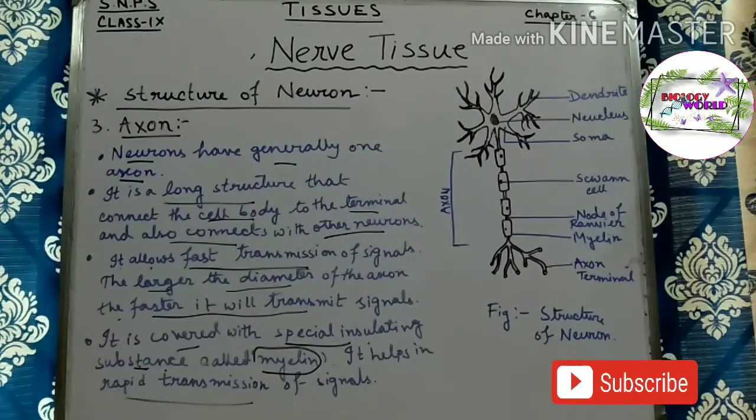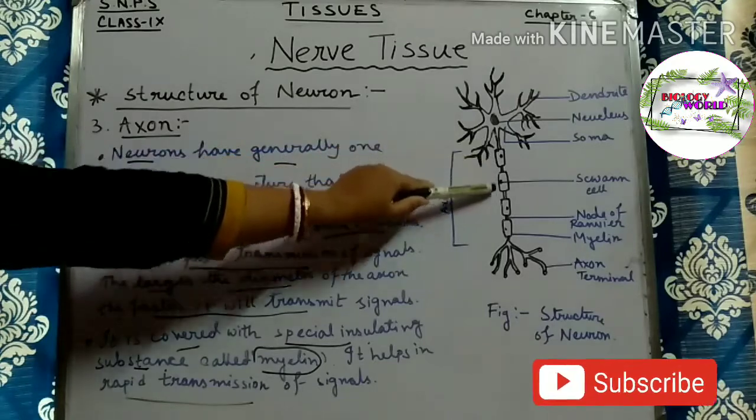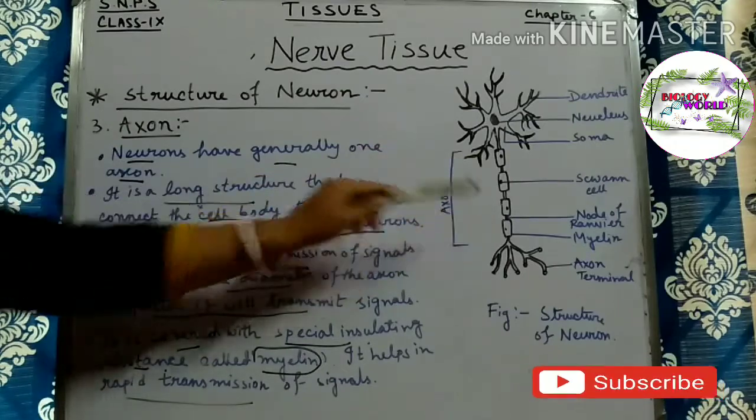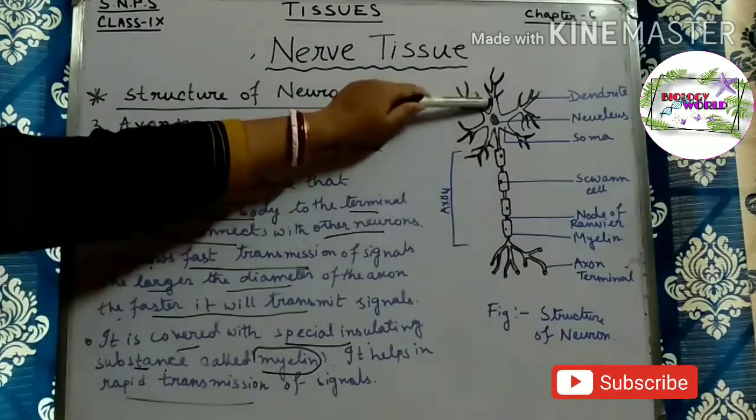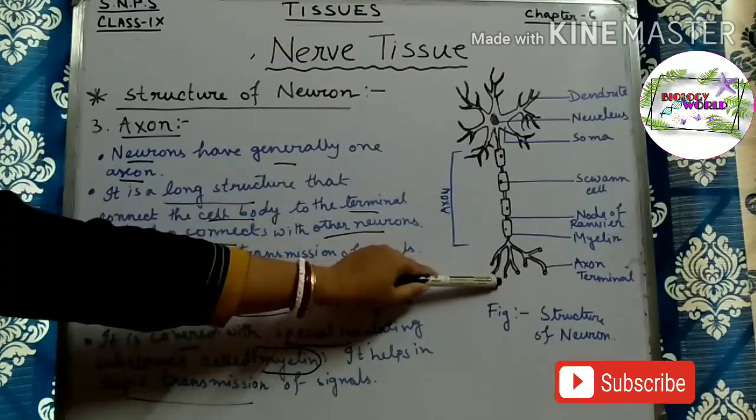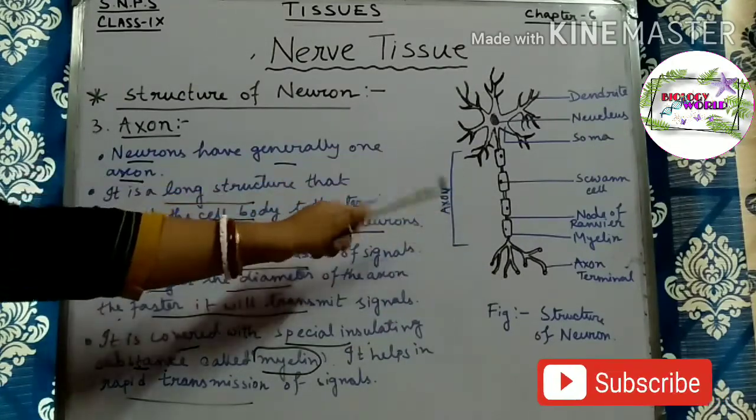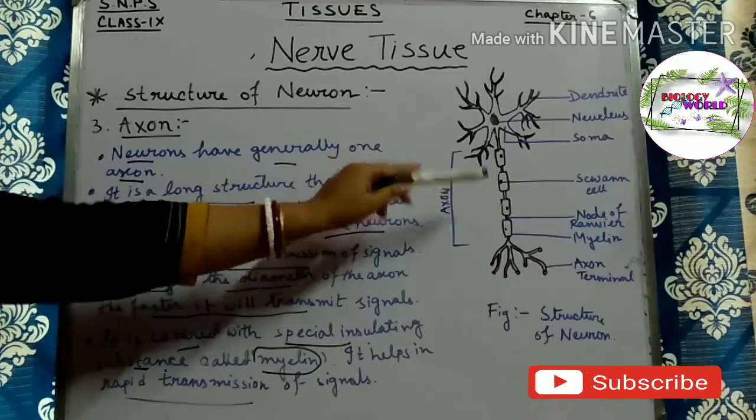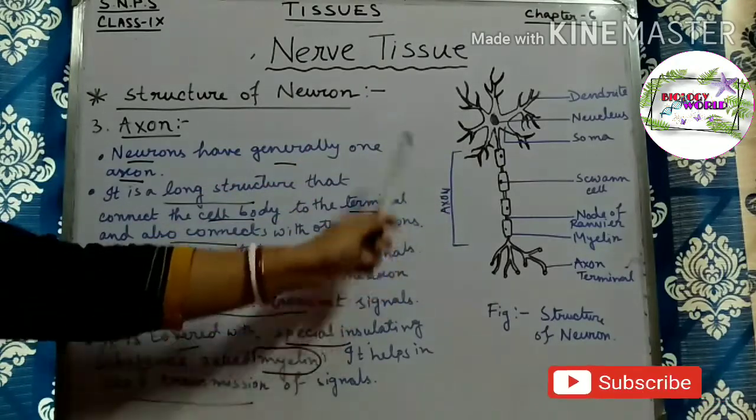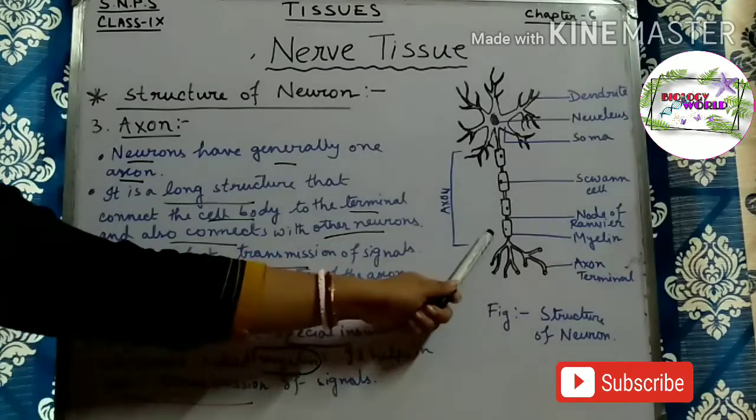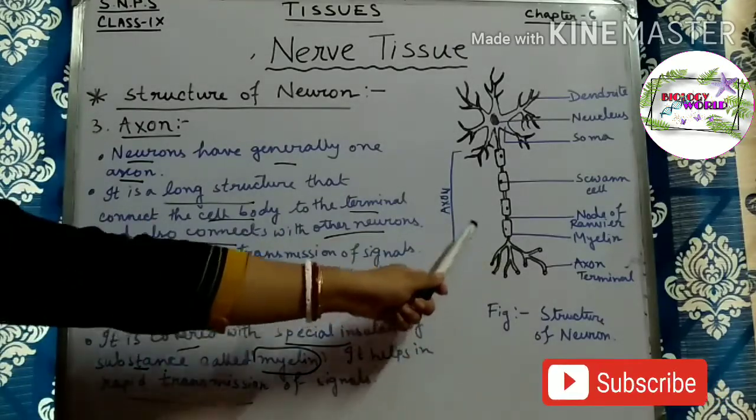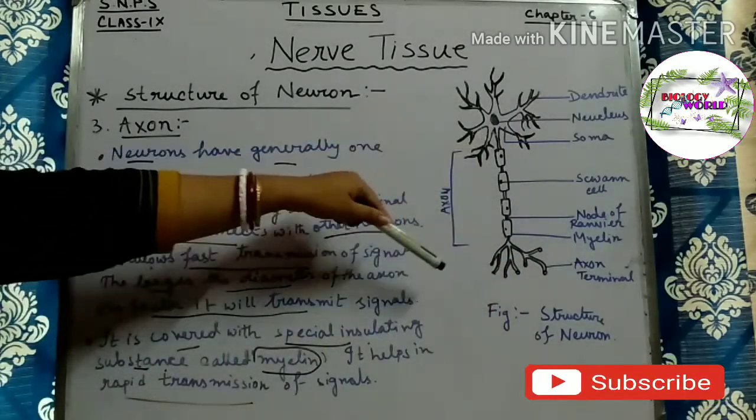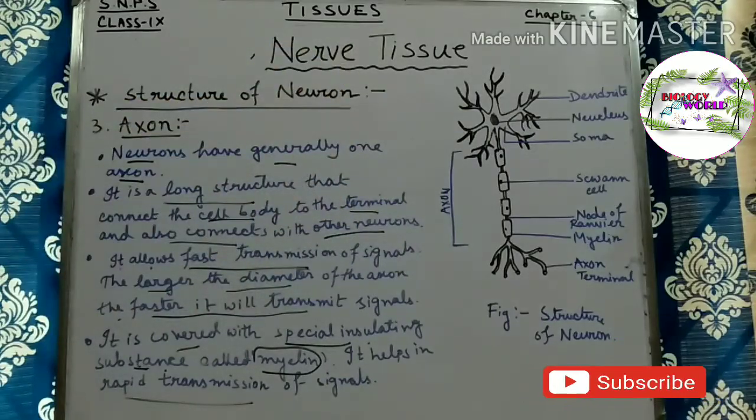So what have we seen here? Axon is the longest portion of the neuron. They have generally one axon. It is a long structure. It connects the cell body to the axon terminal. It helps in the transmission of the signals. The larger the diameter of the axon, the faster the transfer of signals will be. It is covered with an insulating substance, that is called myelin. It helps in rapid transmission of signals. So this was the structure of axon.